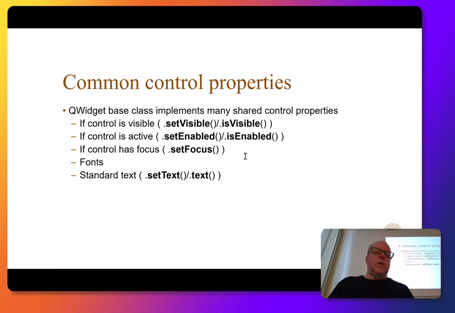Most controls also have an ability to set a descriptive text, and that is done with the setText method. And if you want to get that text, you use .text. And we will use that a lot when we get the data from the user for the parameters, for example. You use the text method to get the text and then convert that to a floating point.